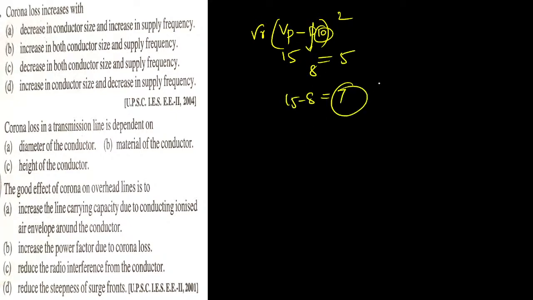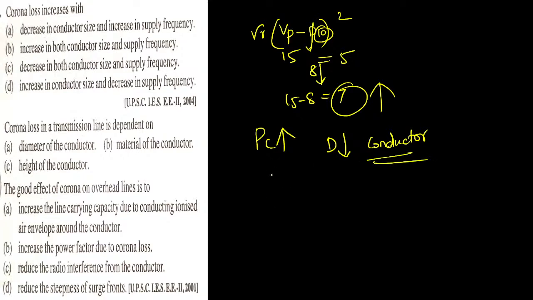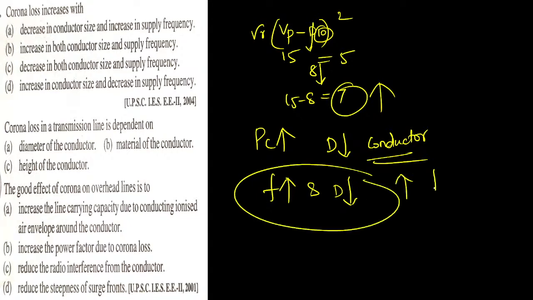Value increase or not? Yes, it increases. When does it increase? The net value will increase when we are decreasing the diameter. So if you want to increase the corona loss, you must decrease the conductor size. That's all. That is the conclusion. So finally, by increasing the frequency and decreasing the conductor size, we can increase the corona loss.